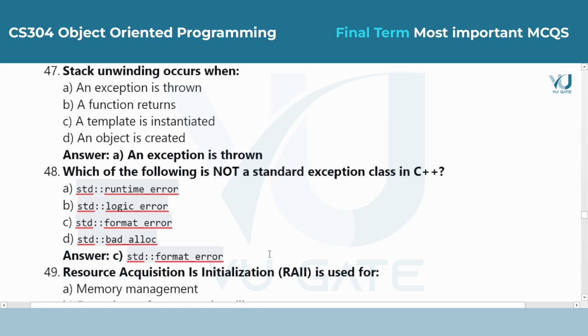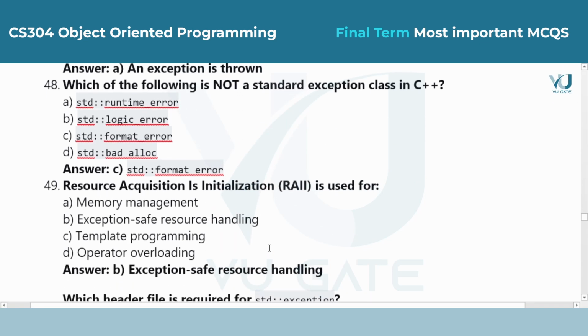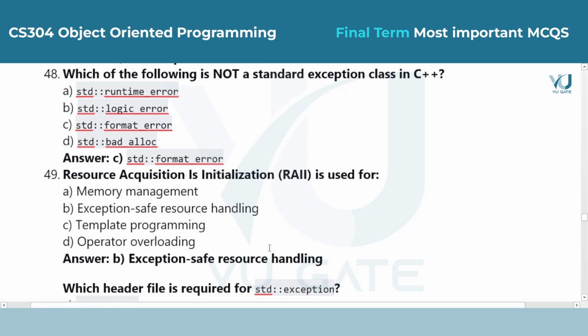Explanation. When an error occurs, the system starts unwinding the stack to destroy all local objects in that scope, ensuring resources are cleaned up before handling the error. Q48. Which of the following is not a standard exception class in C++? Answer: C. std::format_error. Explanation. While runtime_error and bad_alloc are standard, format_error is not part of the traditional standard exception library found in earlier C++ versions.